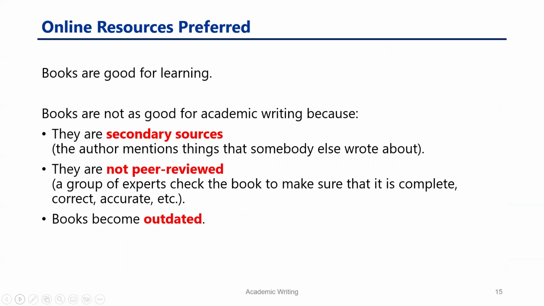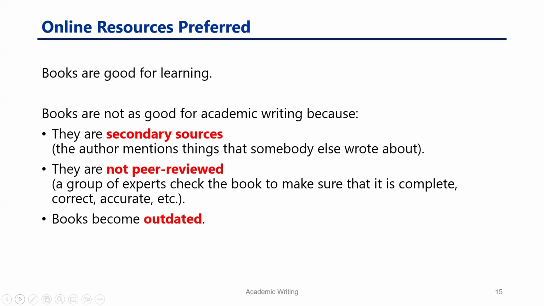Books are very good for learning. That's why we have textbooks in school. But they're not good for academic writing for several reasons. First of all, they are what's called a secondary source. That means the author mentions something that somebody else wrote about. What we want to do is actually read what that somebody else wrote, which is a primary source.